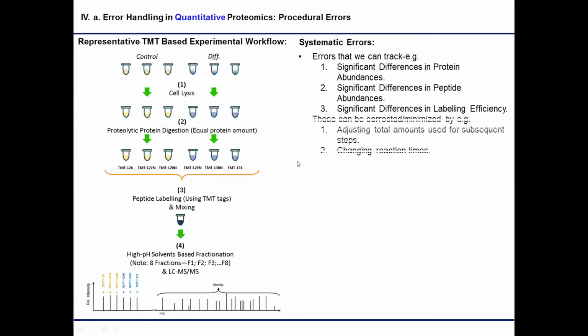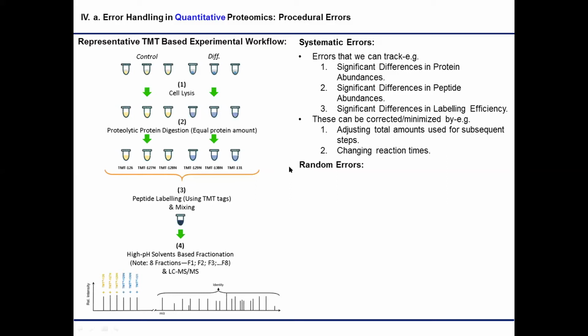So these systematic errors can be traced back, and we can minimize them by, for instance, adjusting the protein amounts. Suppose you have 2 milligrams here, 2.5 here, and 1.5 here. We will use the minimum amount and correct and normalize accordingly, so that we have the same amount across all the samples. Also, you can change reaction times if you are not sure the kinetics and thermodynamics of the labeling are properly accounted for. So those are systematic errors, and those can be minimized.